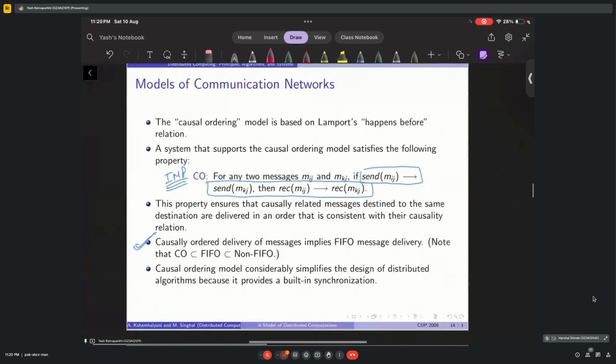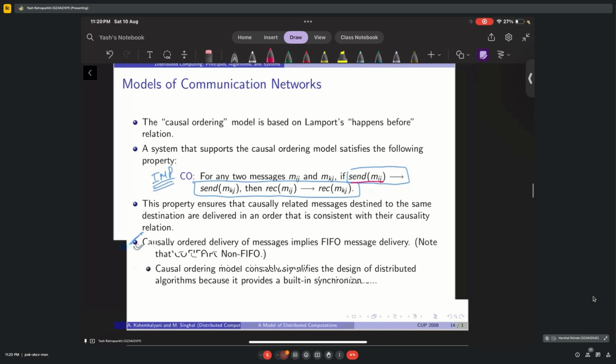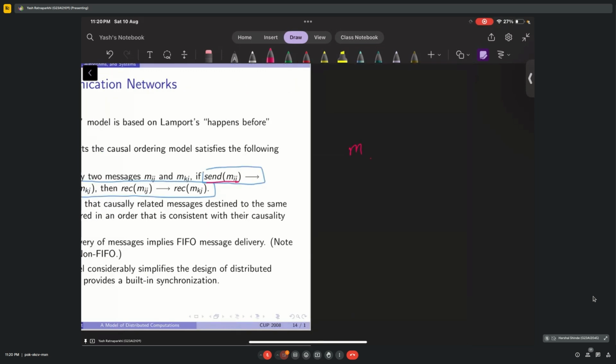The causal ordering model is based on Lamport's happened-before relation. A system that supports the causal ordering model should satisfy the following property. See, it is very easy. Send M_ij. What does M_ij mean? M is the message, i is the process it is passing from, and j is the process it is reaching. So this bracket will be M_ij.